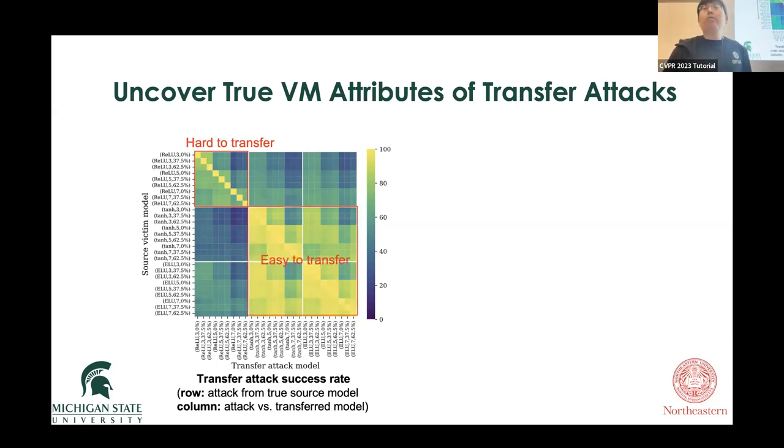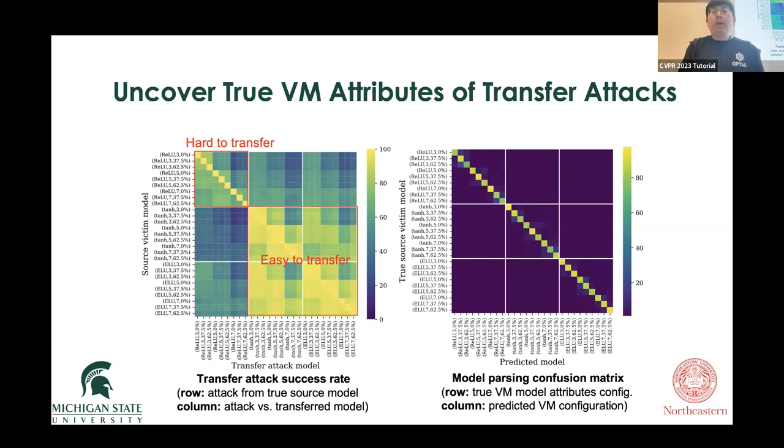And we can also see the second regime is easy to transfer. This is because the attack success rates on the off-diagonal entries become higher. They correspond to the ELU and tanh-based models, because they all belong to smooth activation functions. So now let's look at the model parsing. Suppose this was the transfer attack performance. Let's look at model parsing.